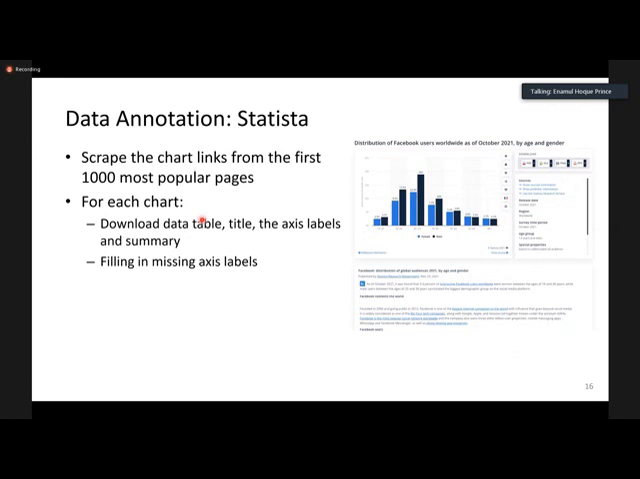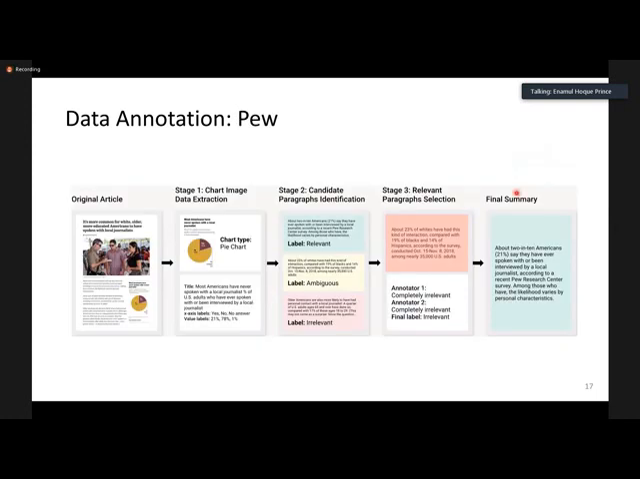But for Pew, the annotation process was not straightforward. That's because there was no explicit connection between the chart and the corresponding summary. So essentially what you have in Pew is an article consisting of multiple charts and many paragraphs. So it's not obvious which chart is talking about in which paragraph. So to solve this problem, in the first stage, we first extract each chart image from the article.